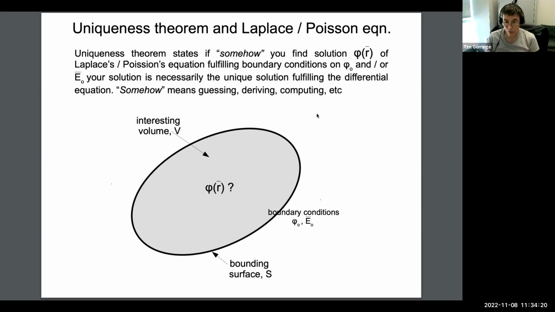So somehow coming up with that unique solution might be guessing the unique solution. That's sort of what the method of images is. It might be deriving the unique solution. That's kind of what the separation of variables is, or it might be numerically computing the solution. And that's what we're going to focus on in today's class. So that's the uniqueness theorem. And that's a very important theorem that applies to Laplace's and Poisson's equations, but also partial differential equations in general.